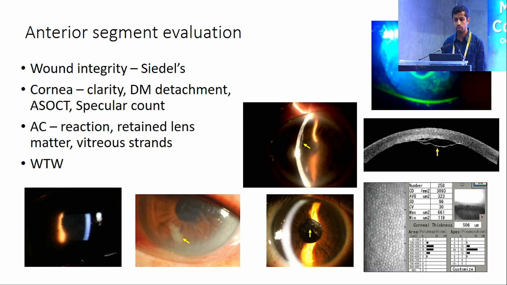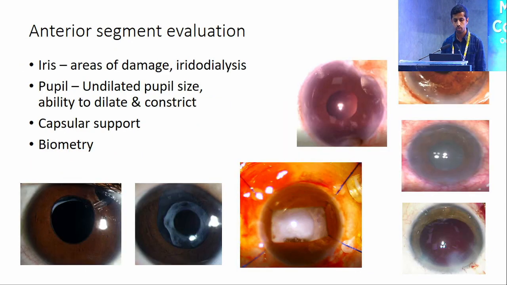In the anterior chamber, reaction should be noted. Any residual lens matter in the anterior chamber should be noted. Any vitreous strands should be documented. We also should document horizontal white to white. This is important if you are planning for an SFIL.